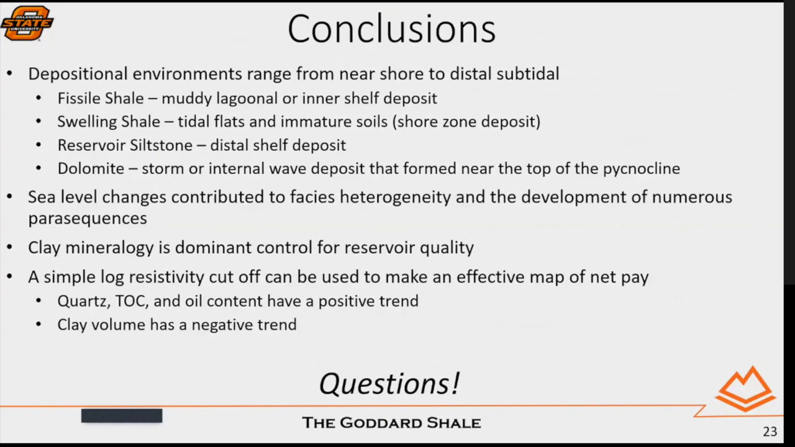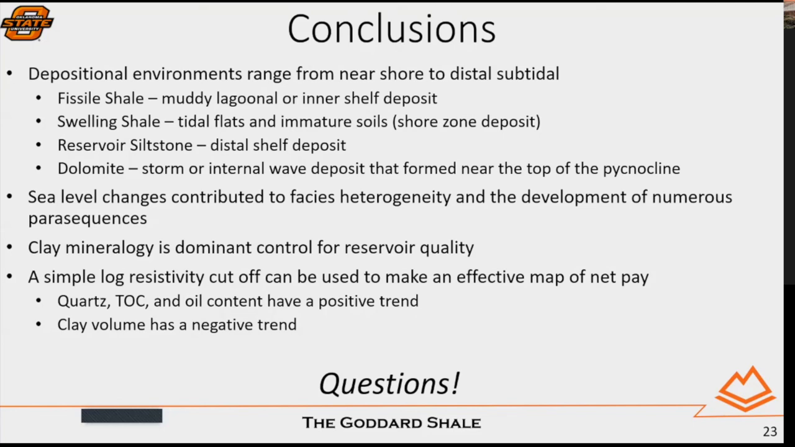So a few points I want everybody to walk away with today. The depositional environments of the Goddard Shale range from near shore to distal. I see the Fissile Shale lithofacies as more of a muddy lagoonal deposit. The swelling shale lithofacies is more of a shoreline deposit. The reservoir lithofacies is a distal shelf deposit, and the Dolomite lithofacies is more of a tempestite or an internal wave deposit that could have formed near the top of the pycnocline.